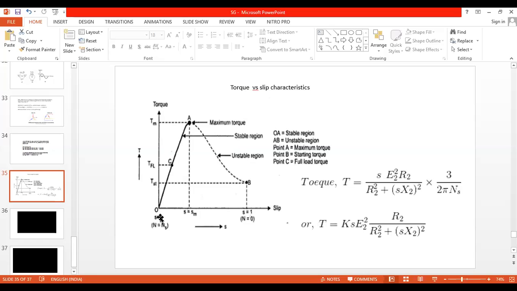Okay. So this is slip equal to 0, and slip equal to 1 is the starting condition. You can remember that maximum slip occurs at the maximum torque point. Just draw this particular graph for the torque versus slip characteristics.